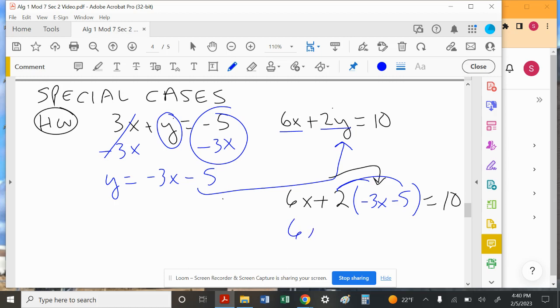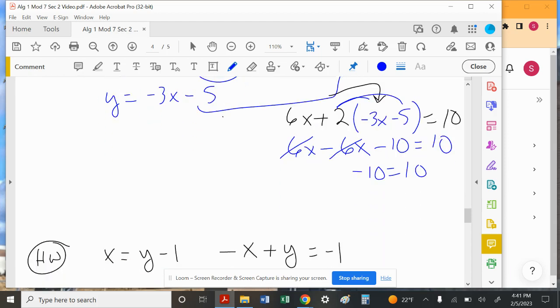So I have 6x minus 6x minus 10 equals positive 10. Notice that these two cancel. It becomes 0. Okay, not 1 and not 0x. So I end up with an answer of negative 10 equals 10. Now I don't have a variable to solve for. When I don't have a variable to solve for, you have to decide, is it true or is it false? Well, negative 10 can never equal positive 10, so therefore it would be false.